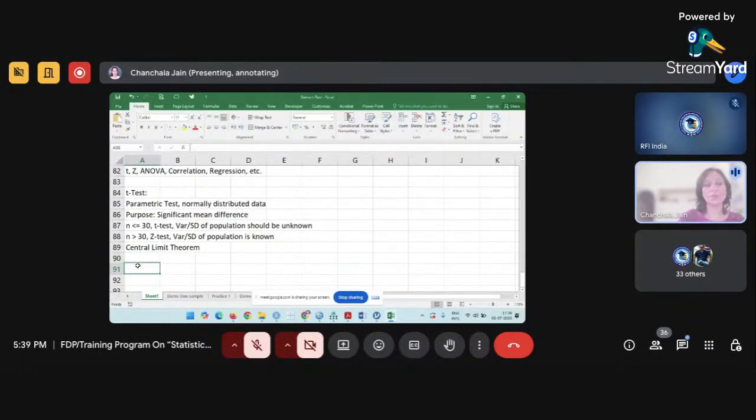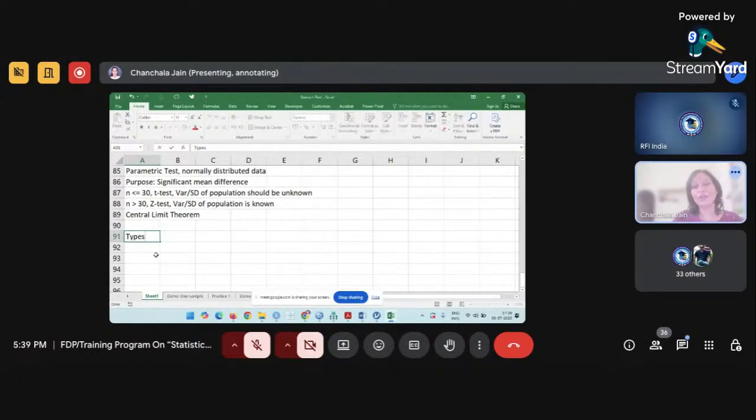Now we are talking about the types. When I say types of t-test, broadly we can classify the t-test into two categories: that is the one sample t-test and the two samples t-test, right?